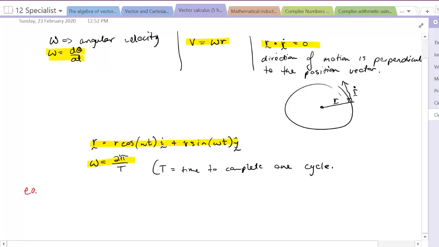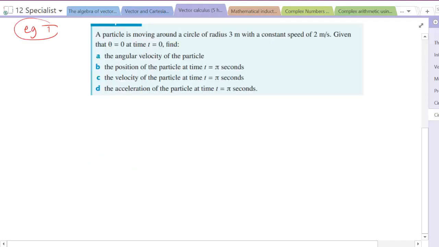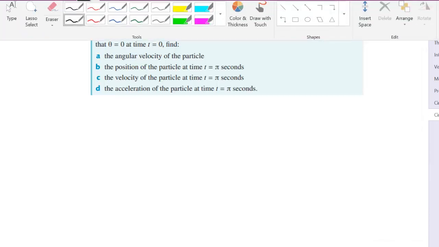Okay, so we'll look at a couple of examples now. In this first example, we're looking at a scenario where we've got a particle moving around a circle of radius 3 meters at a constant speed of 2 meters per second, and we're given that at time 0, the angle is equal to 0. So it means we can use our uniform circular motion equations.